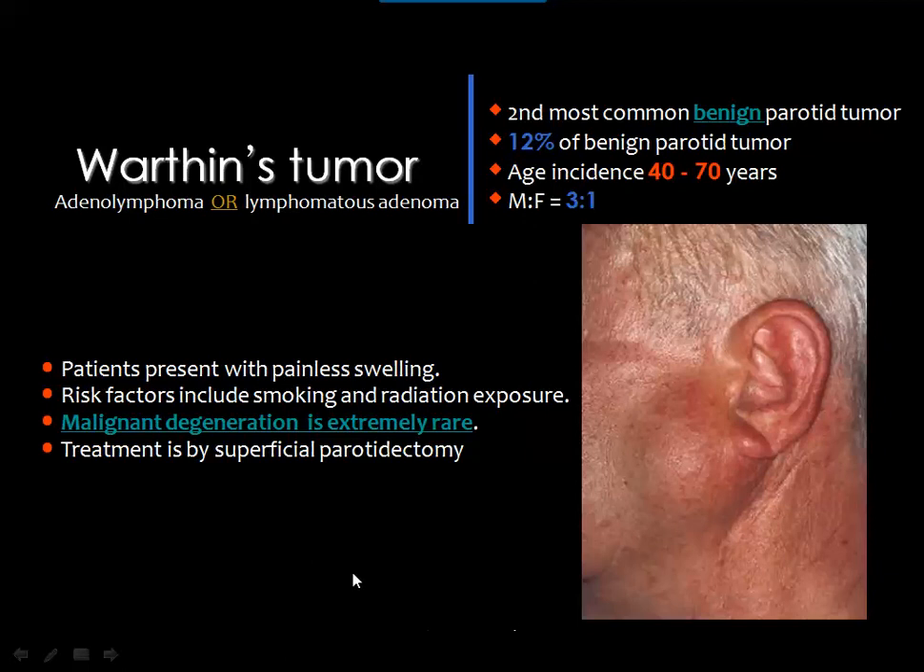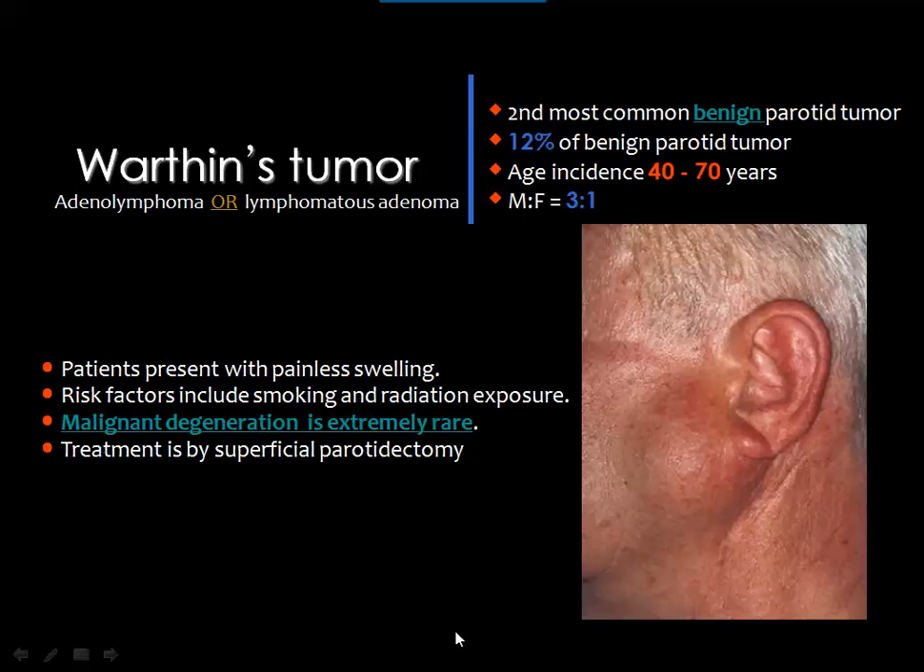Then we come to the Warthin tumor, which is the second most common benign parotid tumor. And this lesion usually occurs in relatively old age, from 40 to 70 years, is much more common in males than in females, and is intimately related to cigarette smoking and also radiation exposure. This lesion does not turn malignant, and it's written in the literature that malignant degeneration of Warthin tumor is extremely rare.